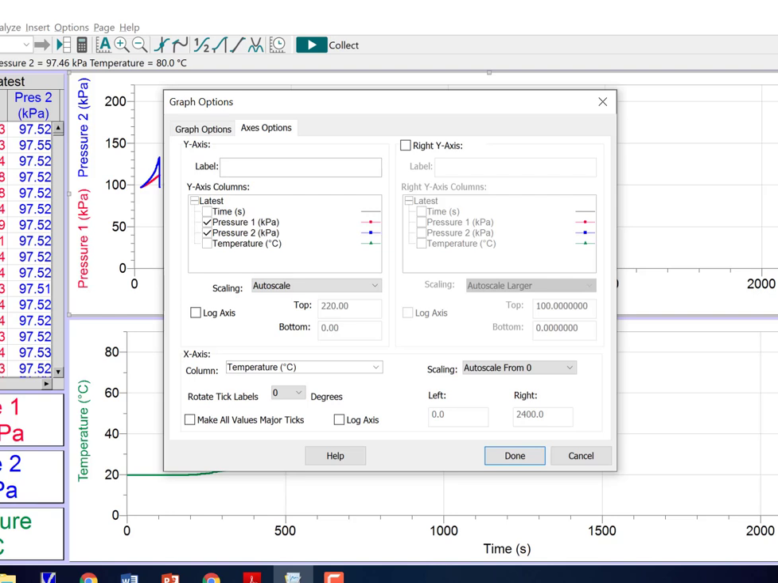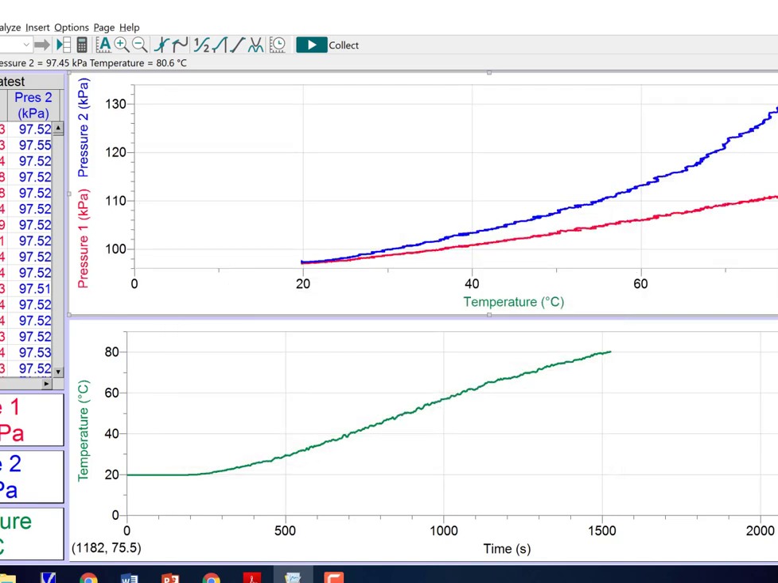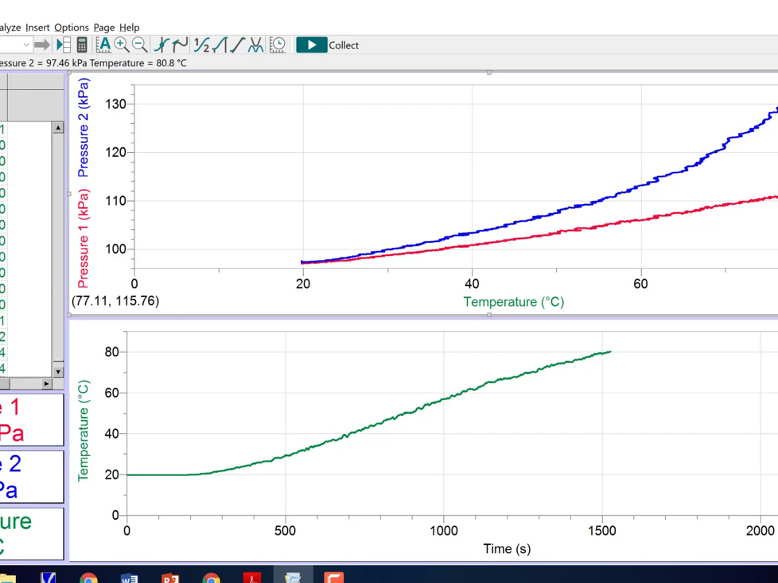Okay. So there's our data. When you blow it up, it looks a bit different. So the vapor pressure here had to be the difference between this and that. That difference is the vapor pressure.